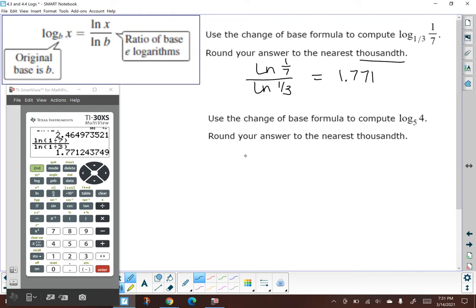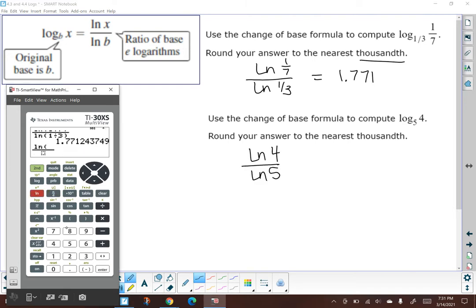Log base 5 of 4, if we needed to evaluate that in our calculator, we would do the log of 4 divided by the log of the base. And so this one would give us 0.861 if we round to the nearest thousandth.